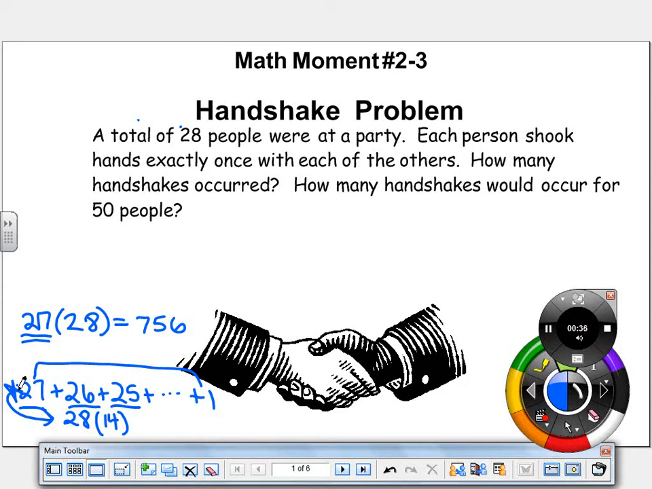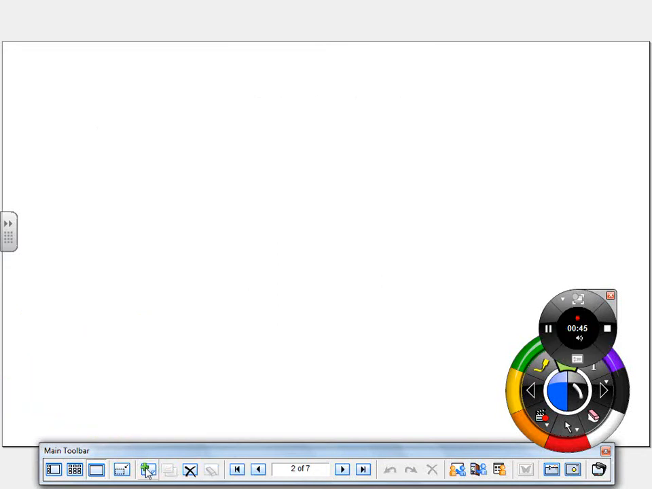So there is a quicker way to calculate it, and what you see right here is the quicker way to calculate it, but the question is, where did that come from? So that is what we're going to look at. So keep in mind the problem was about 28 people, so we said 27.